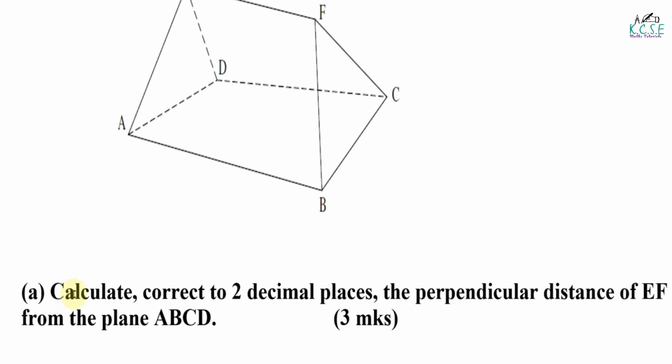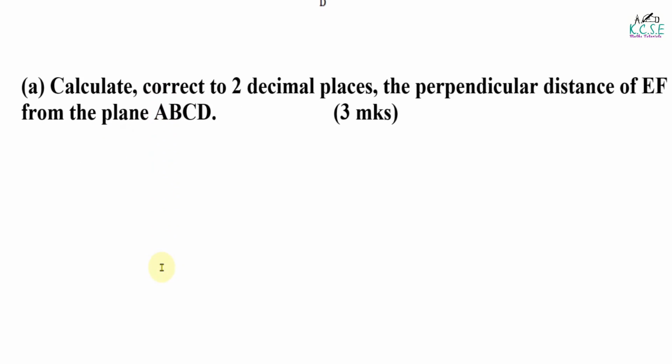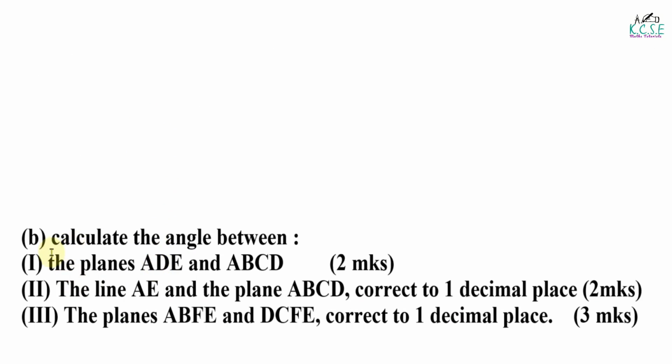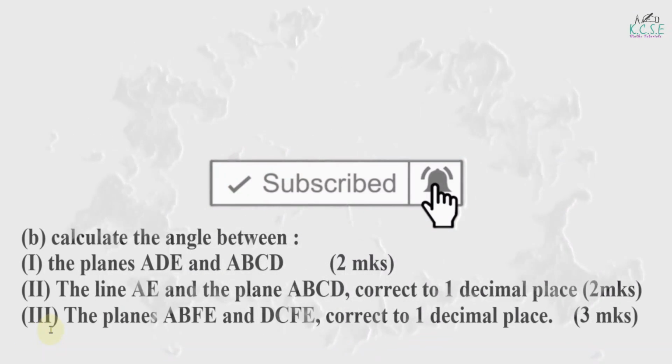Part A: Calculate, correct to two decimal places, the perpendicular distance of EF from the plane ABCD. Then we have the second part of the question. Calculate the angle between, part 1, the planes ADE and ABCD. Part 2, the line AE and the plane ABCD, correct to one decimal place. Then part 3, the planes ABFE and DCFE, correct to one decimal place. So those are the questions that we need to answer.